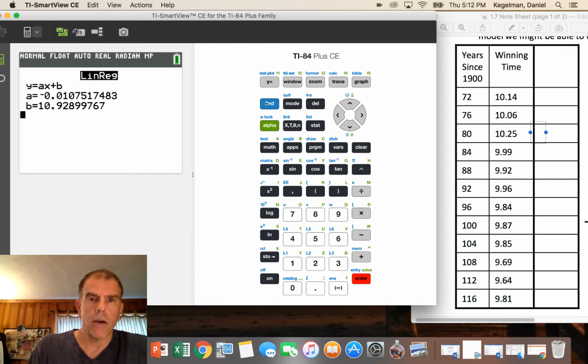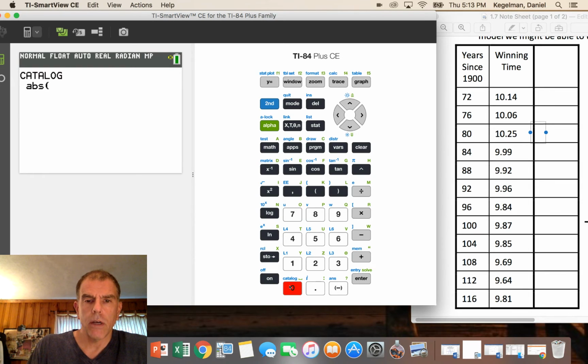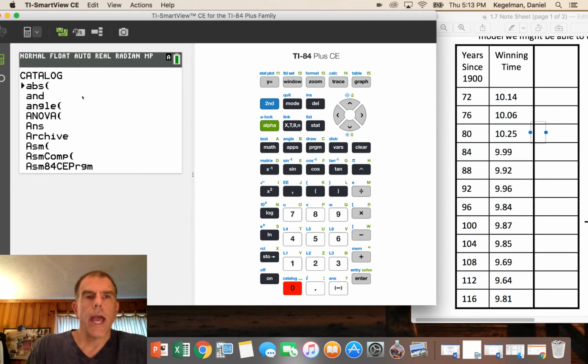You won't miss anything. So I'm going to get what's called the correlation coefficient up there. So I'm going to hit second catalog, which is second 0. And I want to go to diagnostics. We want to diagnose what our data look like. And to do that, right now I'm in alpha mode. You can see the A up there. So I just want to hit the D, which is the matrix key with the X inverse.